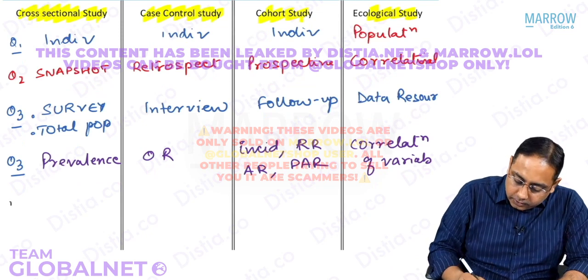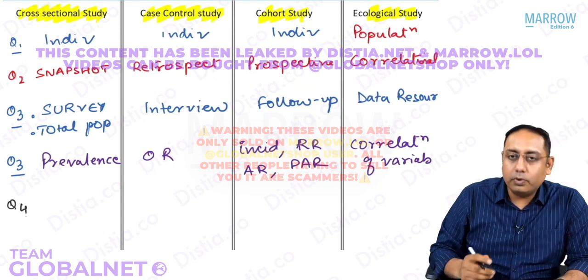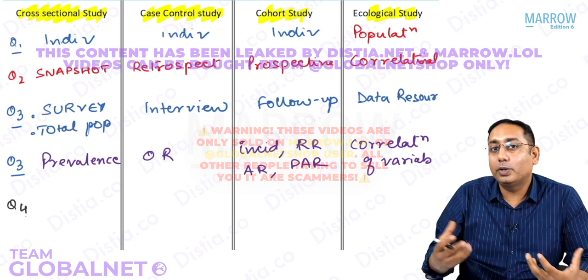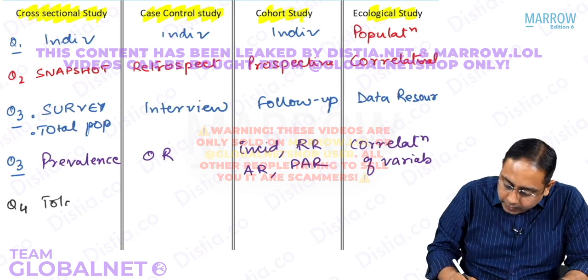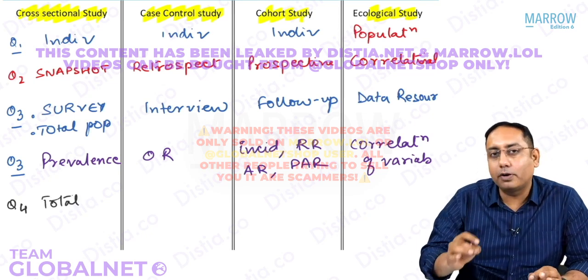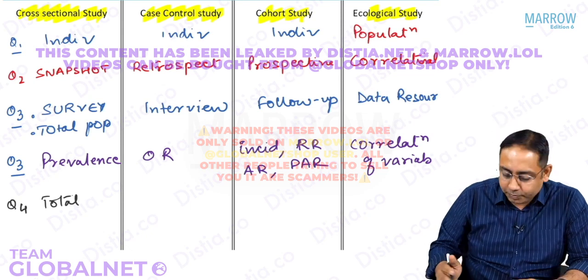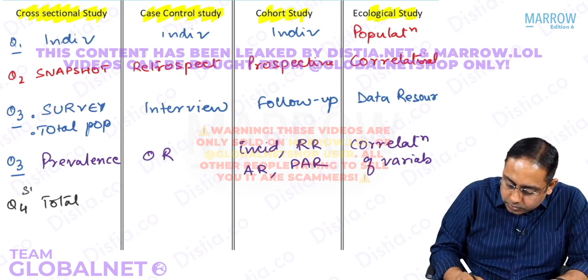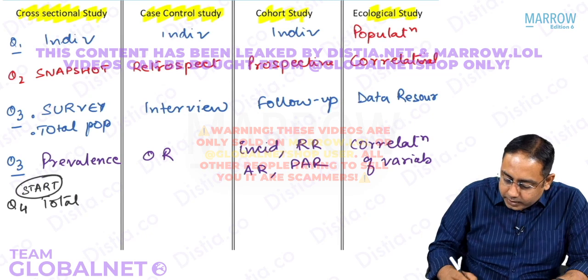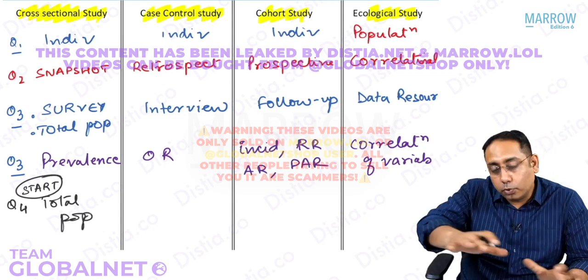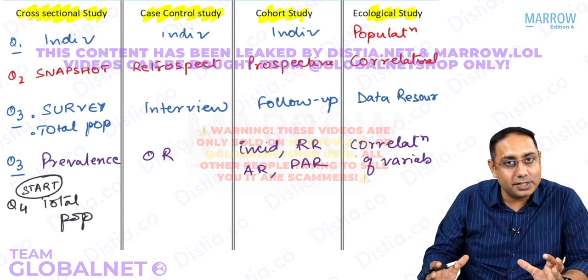Coming next, in a cross-sectional study, you are going to start your study with what? With the total population. In fact, I would say that this is the important point over here. You start your study with what? We start with the total population, or the whole population, or a sample of the population is taken.